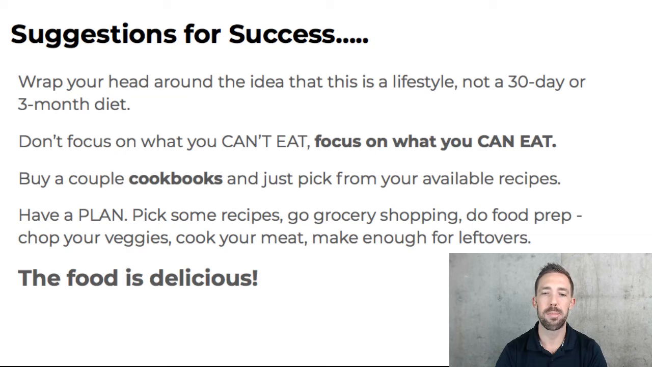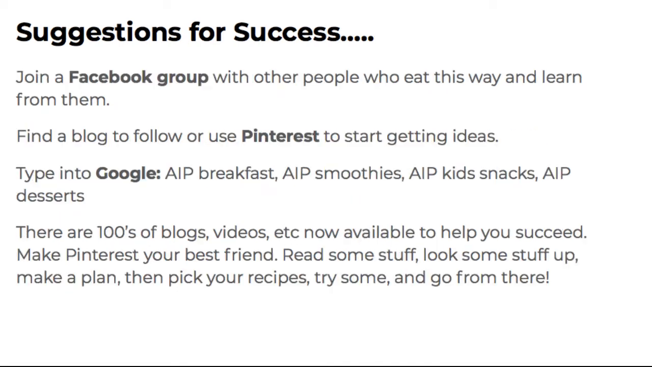But have a plan, pick some recipes, do some grocery shopping, do some food prep, chop your veggies, cook your meat in advance, make enough for leftovers. Have a plan and be prepared for sure. Then some other suggestions for success: join a Facebook group. There's thousands of people out there that have done this, and learn from them. Find a blog to follow, or use Pinterest. Pinterest is amazing for this. Or type into Google, AIP breakfast, AIP smoothies, AIP kids snacks, AIP desserts.